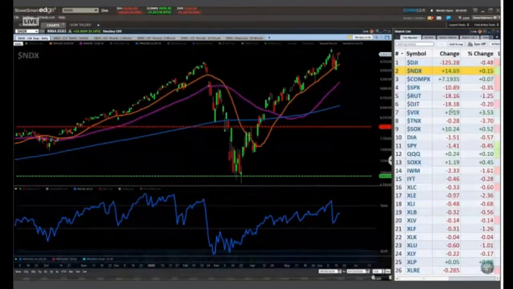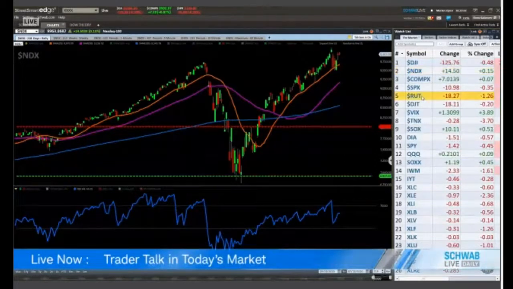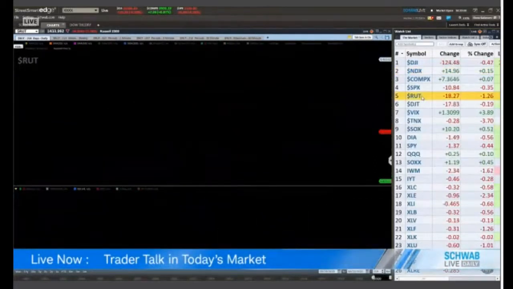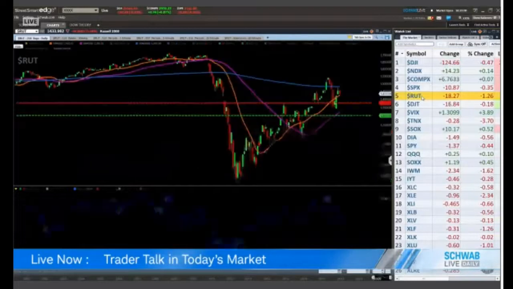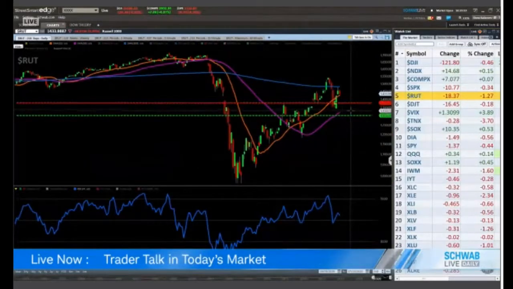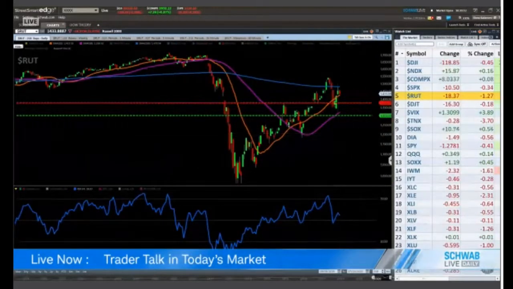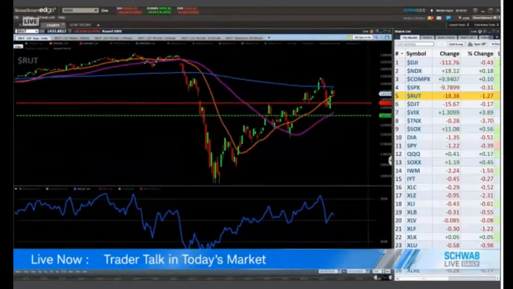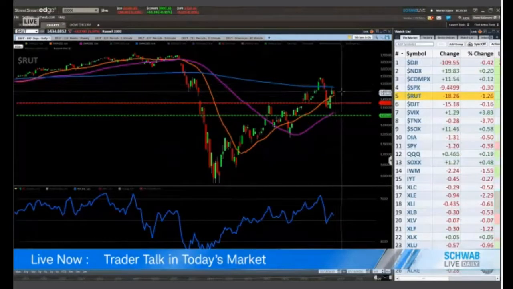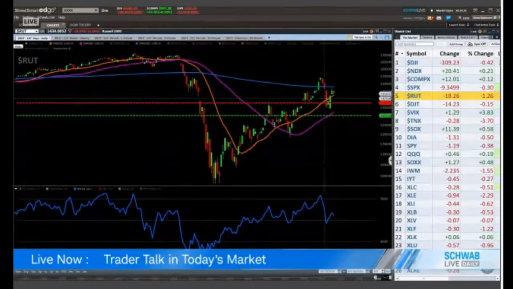What are the small caps doing today? They're down a bit. They're actually our worst performer of the day from an index level. Failed at the 200 yesterday. Notice there's a good tail there. Ran to it and pulled back. Holding the 20 as we speak. That's an important level to maintain if this trend is going to continue.